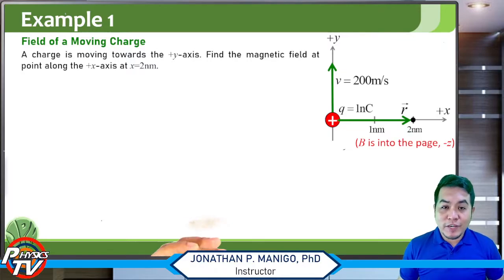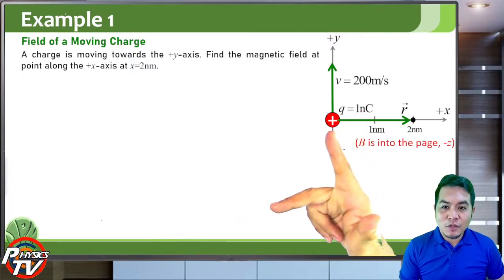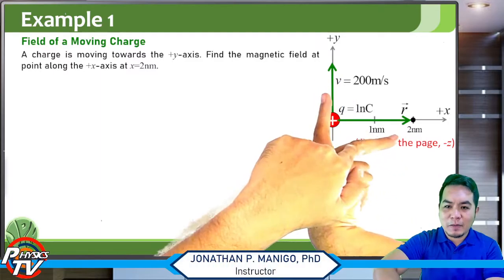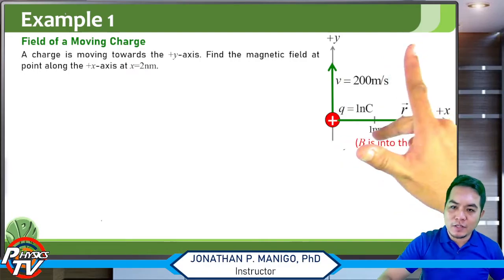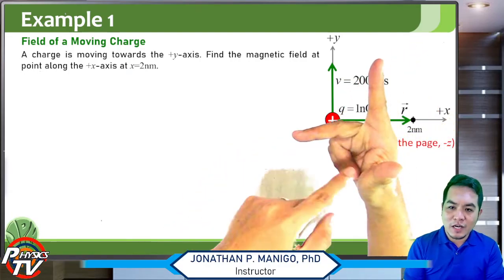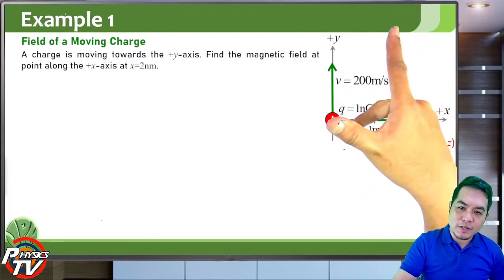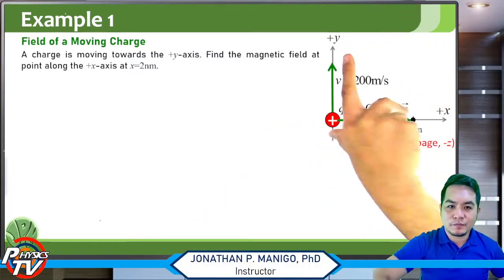And by virtue of the right-hand rule, v cross r. This is my v, this is my r; my middle finger is r, my pointing finger is v. So v cross r equals this one. That's the direction into the page, the direction of my magnetic field.